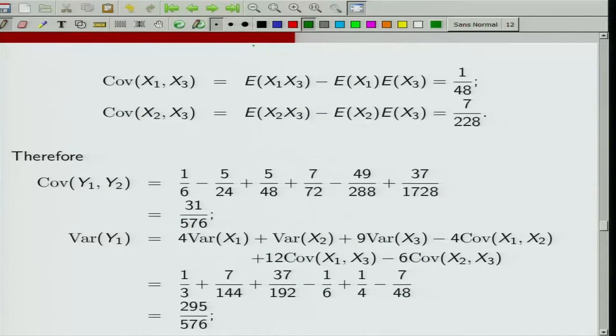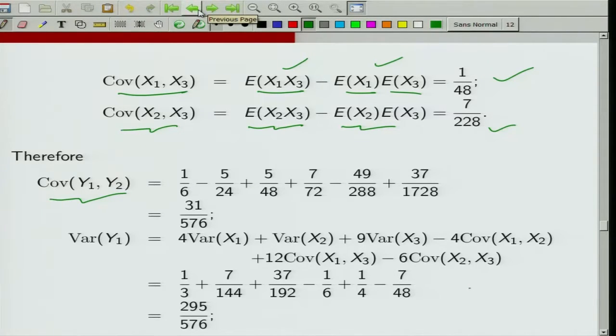Similarly, I can find covariance of x1, x3, which is expected value of x1 x3 minus expected value of x1 into expected value of x3, and all these we have found. So, if you put those values, I get 1 by 48. Covariance of x2, x3 is nothing but expected value of x2 x3 minus expected value of x2 into expected value of x3, which is 7 by 228. Therefore, for covariance of y1, y2, I go back and see what the expression is for covariance of y1, y2, which involves covariance of the xi's.